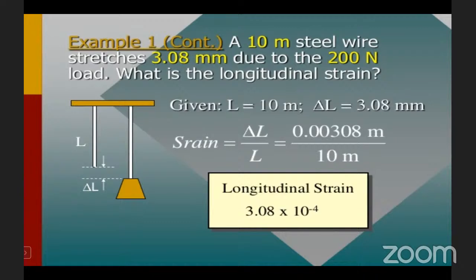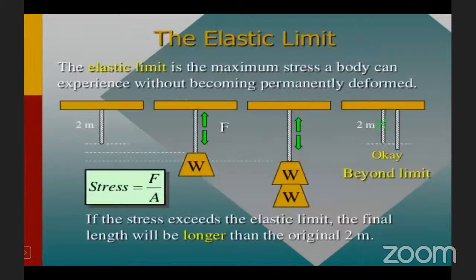Now finding the answer, longitudinal strain equals 3.08 × 10^-4. Okay, do you understand? Now, the next one, the elastic limit. The elastic limit is the maximum stress a body can experience without becoming permanently deformed.